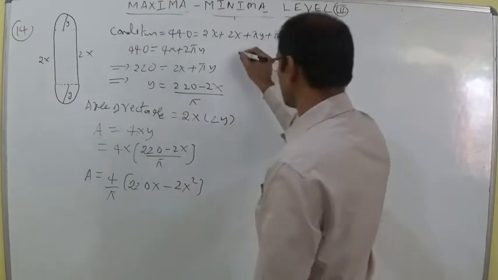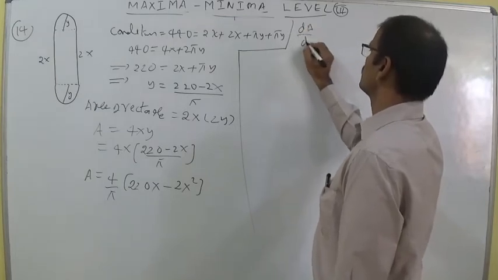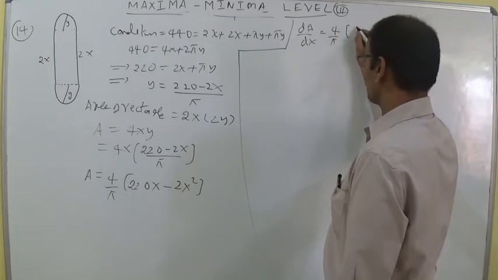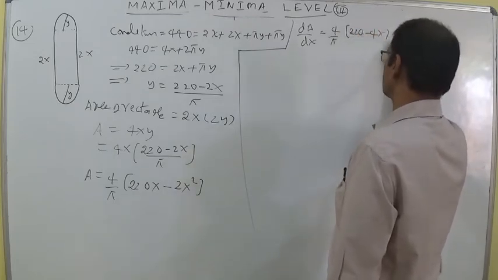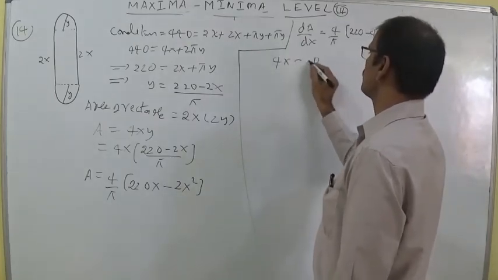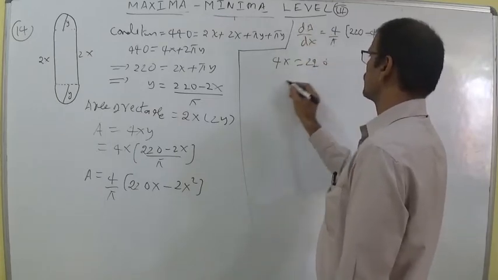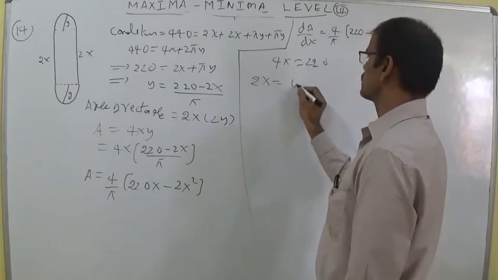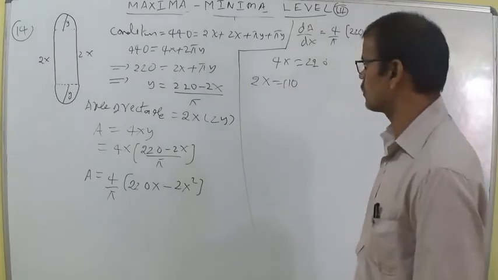To find whether the area is minimum or maximum, dA by dx. dA by dx is equal to 4 by pi into 220 minus 4x equal to 0. So 4x is equal to 220. Then x is equal to 55. 2x is equal to 110. The length of the rectangle we got is 110.